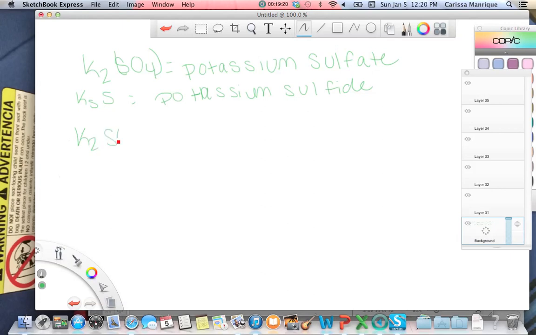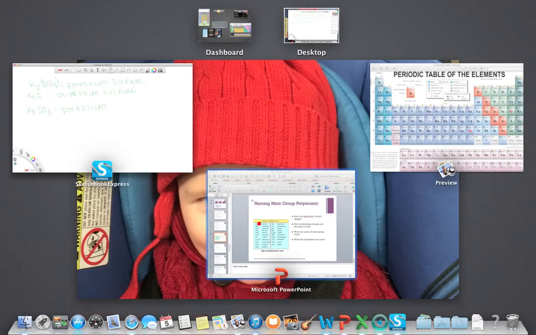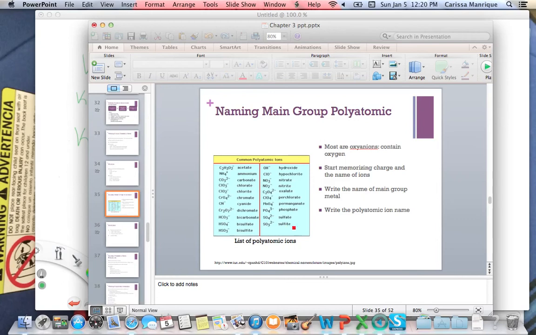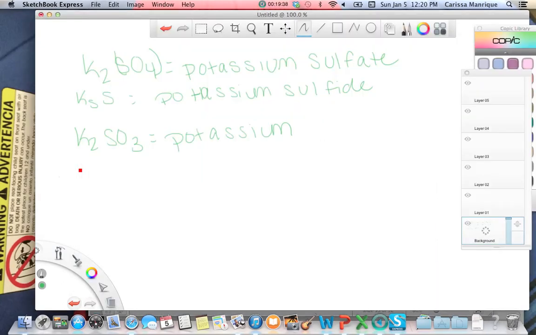I could have, if it was this, so let's say I had K2SO3. Okay, again, this is potassium. But SO3 isn't sulfate. Let's look it up. SO3 is sulfite. So I come back here, it'd be potassium sulfite.